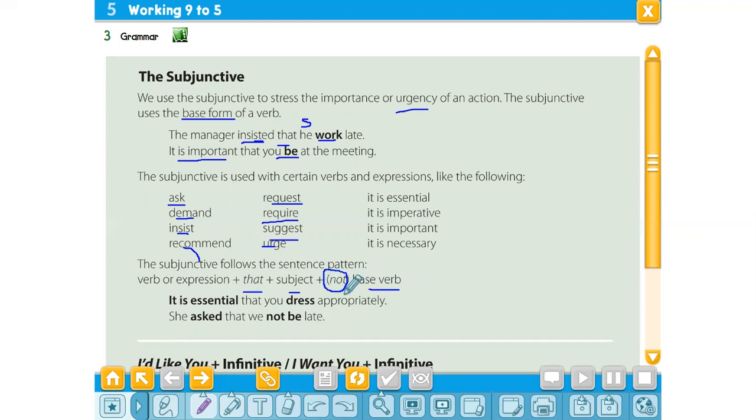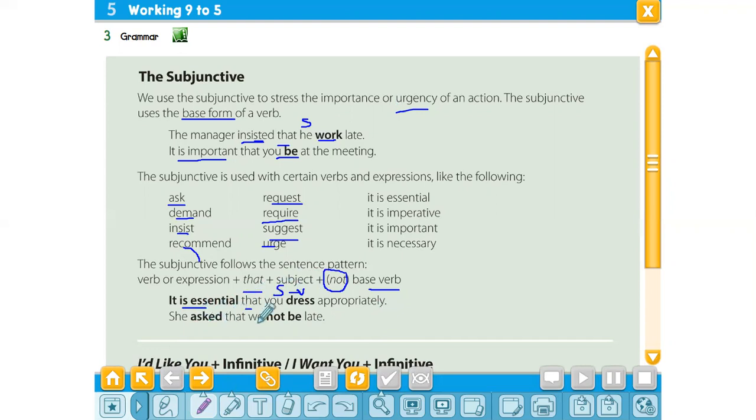Let's read this example. It's essential that you dress appropriately. Essential, this is a subjunctive expression. So it's followed by that, subject, and the base form dress.